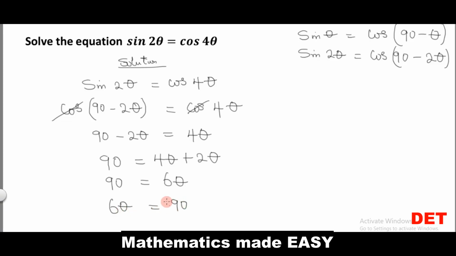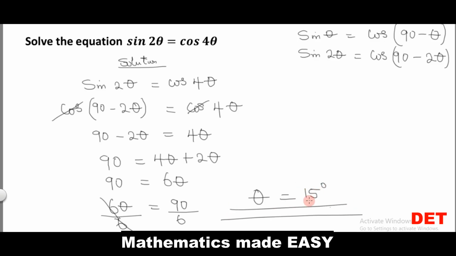So in other words, 6 theta is equal to 90. For me to find the value of theta, I will have to divide both sides of the equation by the coefficient of theta, which is 6. So this will be divided by 6, divided by 6, so that the 6 will cancel out the 6. So my theta will be equal to 90 divided by 6, which gives us 15 degrees.